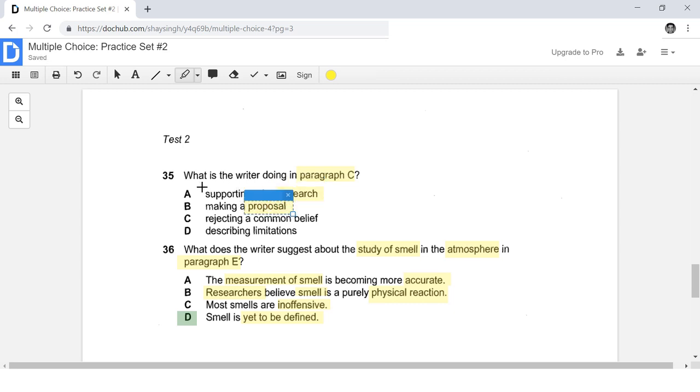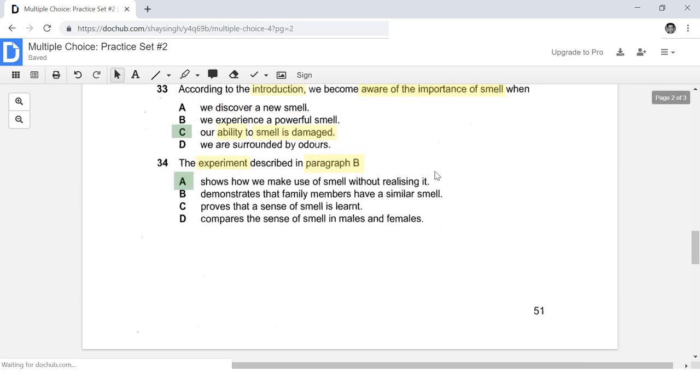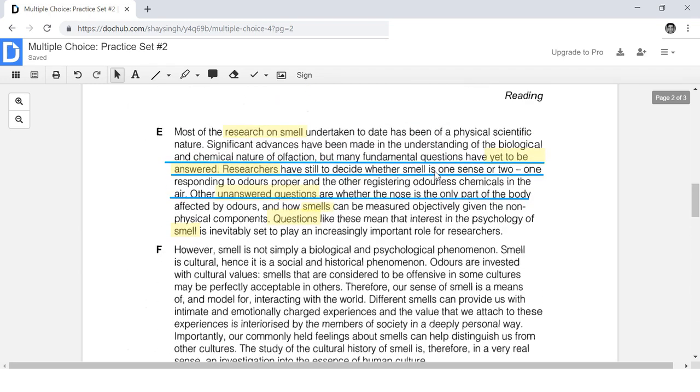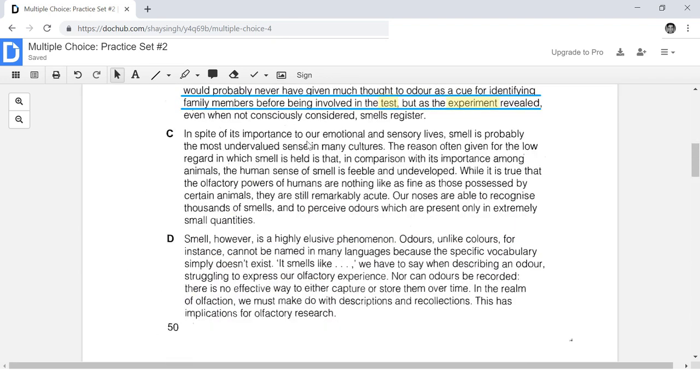So: supporting research, proposal, rejecting common belief, and then limitations, describing limitations. Let's see if we can find any of these keywords. Limitations, rejecting common belief, research, proposal. Let's see. We're going to check paragraph C. So here we're going to start scanning.